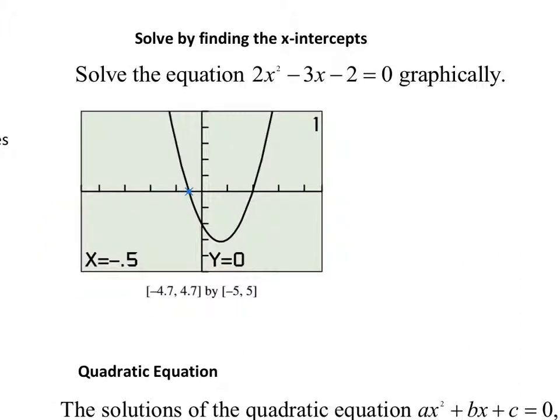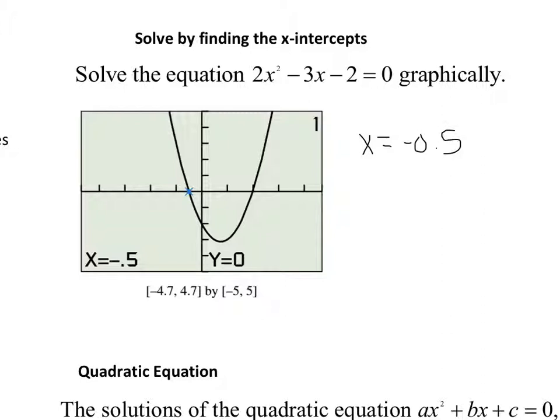So let's get started. Solve by finding the x-intercepts. Solve the equation 2x squared minus 3x minus 2 equals 0 graphically. So what you do is you enter the equation into the calculator and you hit graph. And then you say second trace, zeros. You go to the left side and the right side of the zero and hit enter. And it will tell you negative 1/2, 0. So one of these solutions is x equals negative 0.5.